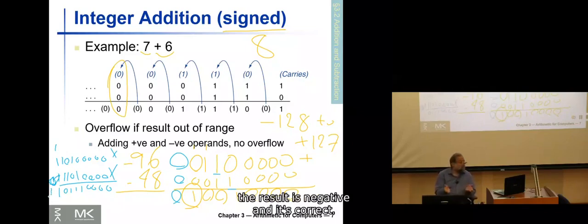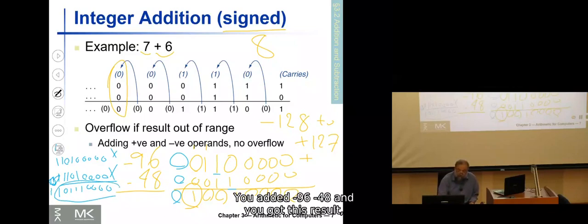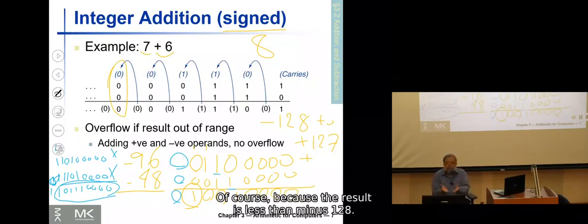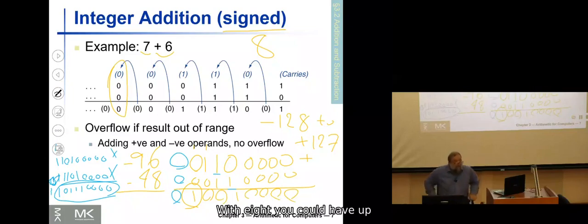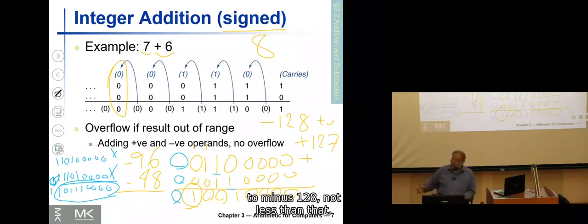The result is negative, and it's correct. You added minus 96 to minus 48, and you got this result, which is correct. But it is 9 bits. It didn't fit in 8 bits, of course, because the result is less than minus 128. With 8 bits, you could have up to minus 128, not less than that. So this is the thing.